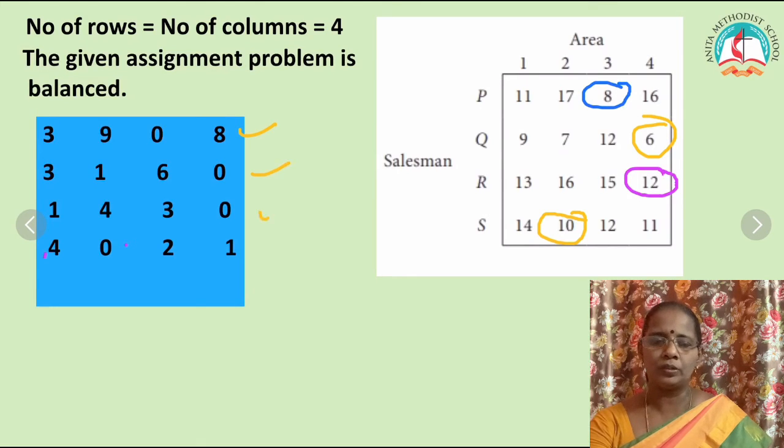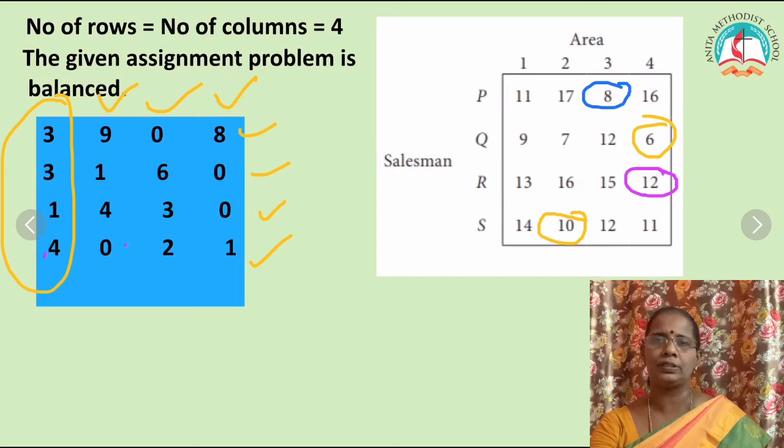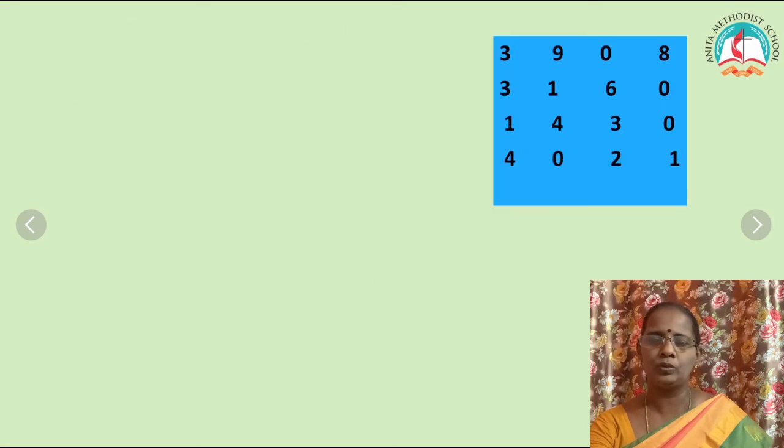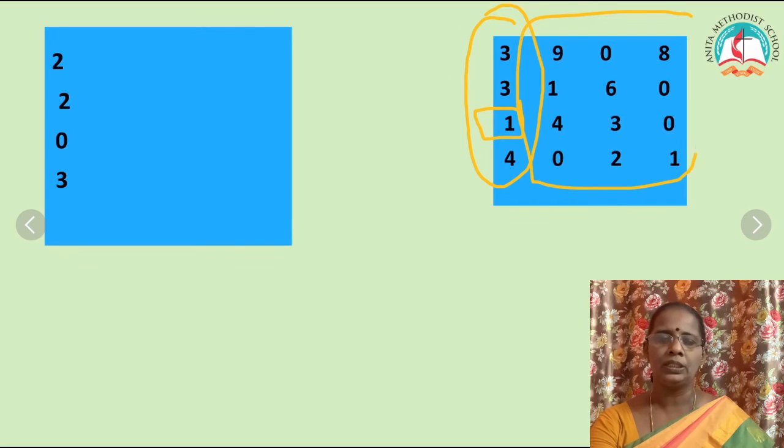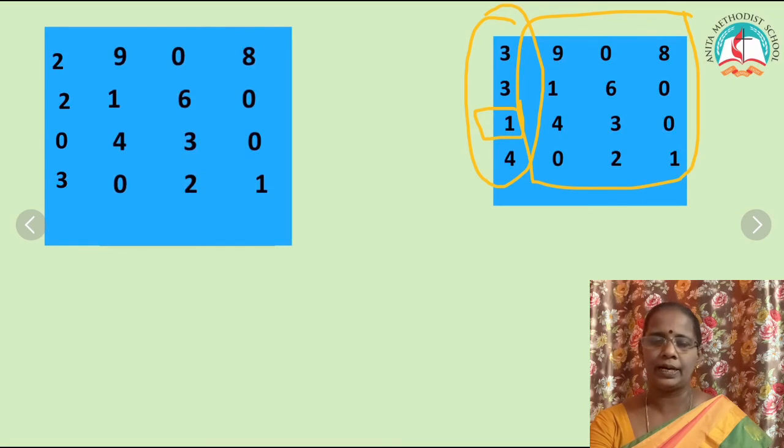Now we move on to the columns. Where you don't have 0? In the second, third and fourth columns you have 0. Only the first column doesn't have zeros. In that I am going to subtract the column minimum. 1 is the minimum number, so I am going to subtract that here. 3 minus 1, 2. Again 3 minus 1, 2. 1 minus 1, 0. 4 minus 1 is 3. And the rest of the columns you write as it is.